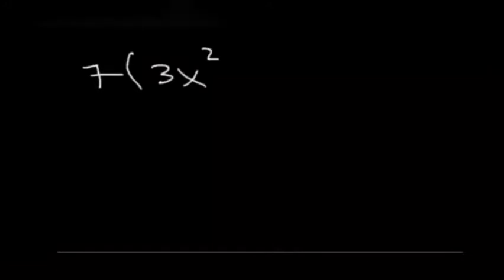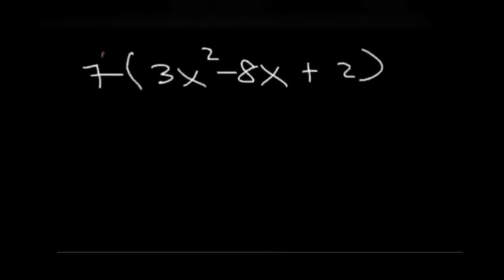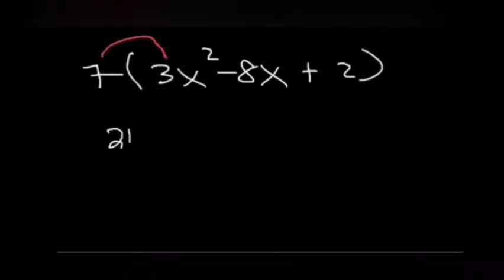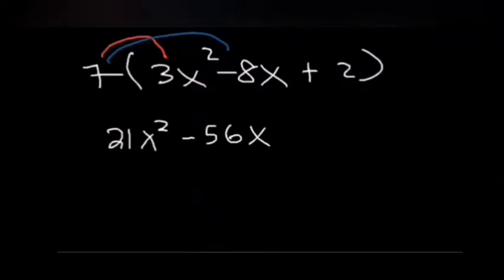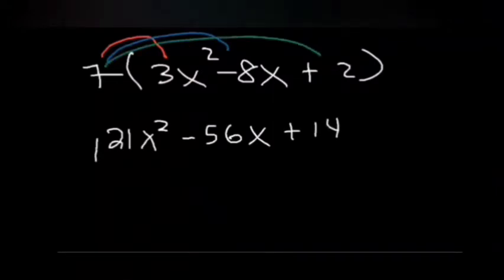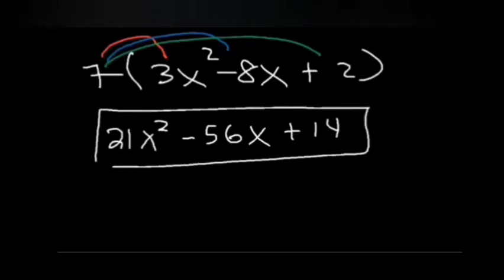Let's take another example. We have 7 open bracket 3x squared minus 8x plus 2. 7 multiplies all the terms. 7 times 3x squared gives us 21x squared. And 7 times minus 8x gives us minus 56x. And 7 times 2 gives us plus 14. That's our final answer. It cannot be simplified further because they contain unlike terms.